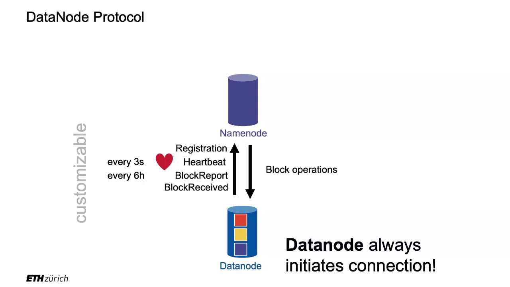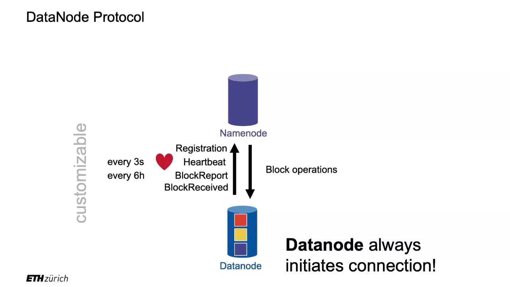The block report means it's a full report with: here are all the blocks I have and how much space I have available and so on, right? So a full report every couple of hours. And finally, we'll see when we write files, it can also confirm that it received a block successfully. The name node can give instructions to the data node. It can instruct a data node to download and keep a copy of a new block, for example. It can give that kind of instructions.